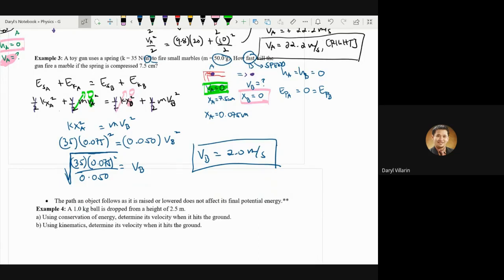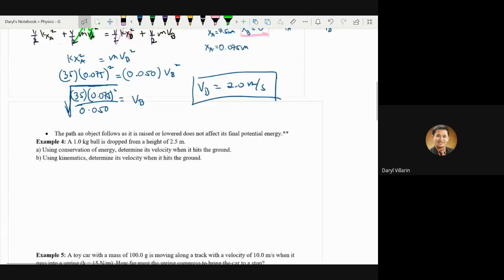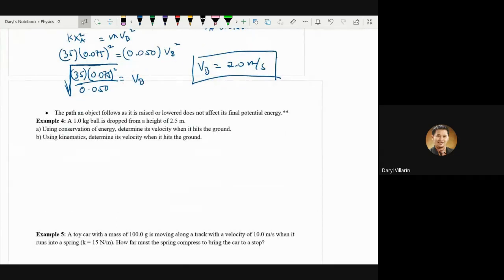But knowing the energy implication, conservation of energy, is another way of solving them. But with the right particular quantities given, we can also solve them using the kinematic equation. Okay, so let's say example number 4 here. The path an object follows as it's raised or lowered does not affect its final potential energy.